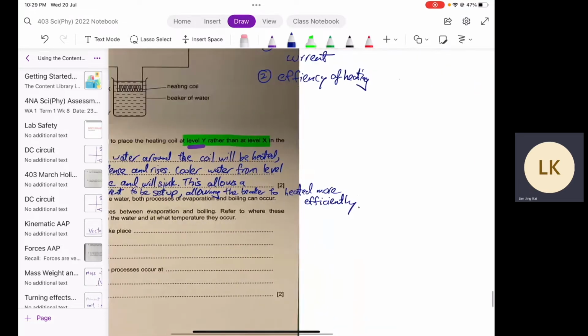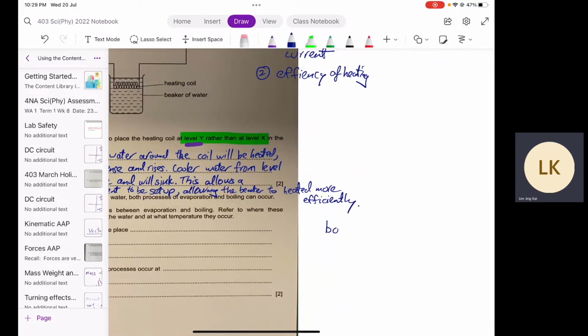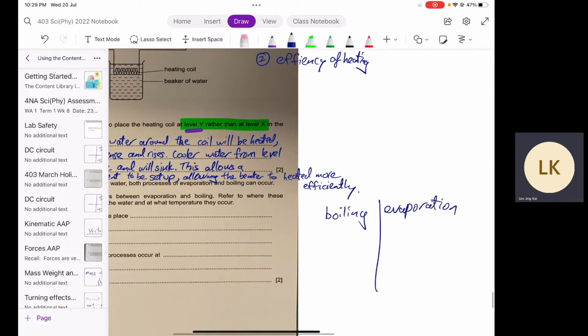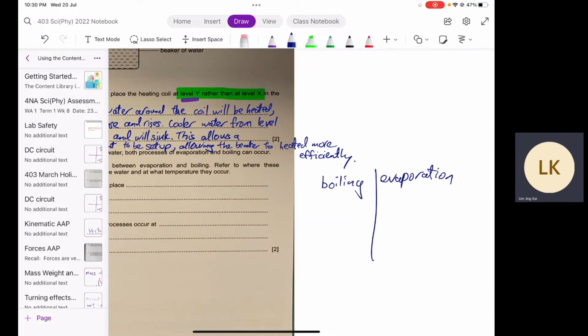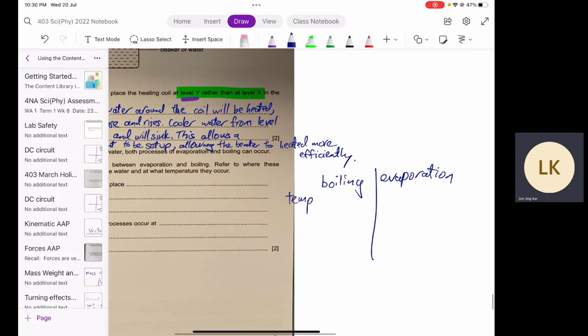Okay, so I'm going to write it out at the side. We know that boiling and evaporation have similarities, which is they allow the liquid water to be converted into a gaseous state, the water vapor. But the positionings and the temperatures are very different.